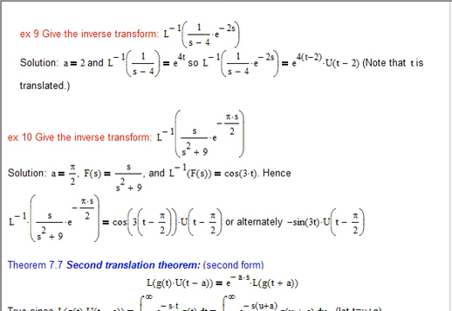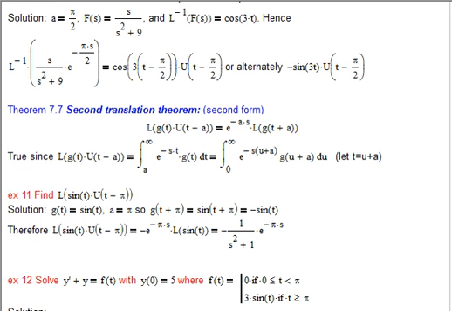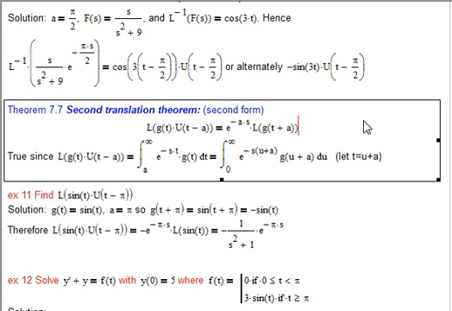But there's a second form for the translation theorem, and the second form is a little different. When we want to find the Laplace transform of g of t times our unit step function of t minus some number a, it's e to the negative a s times the Laplace transform of g of t plus a.